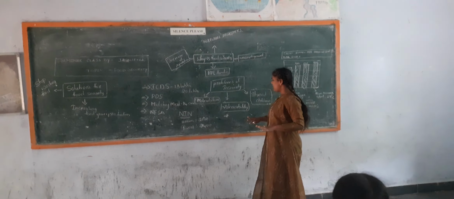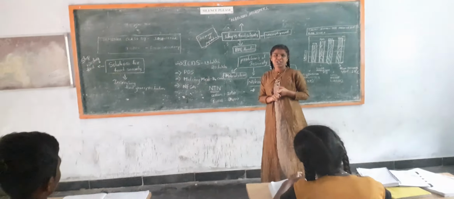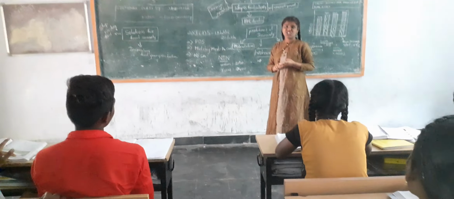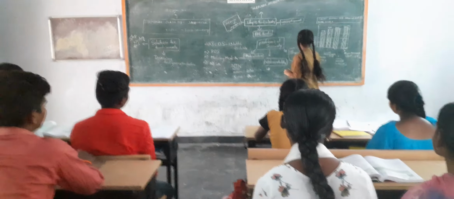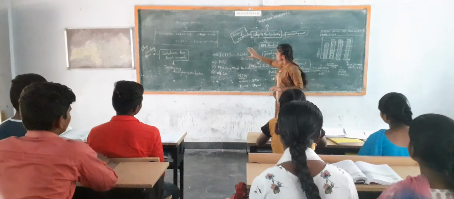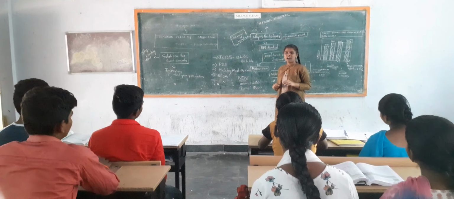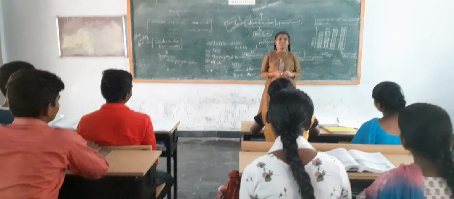Due to food insecurity, children are born with malnutrition and vulnerability, and stunted children are born, meaning underweight children are born. To reduce this, our government has introduced the ICDS system. What does ICDS stand for?